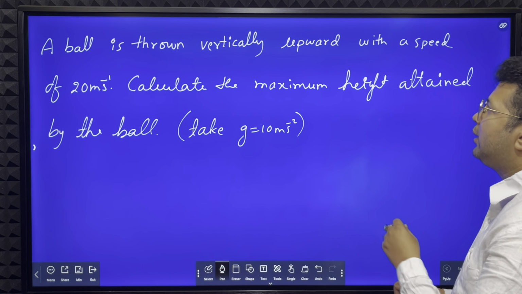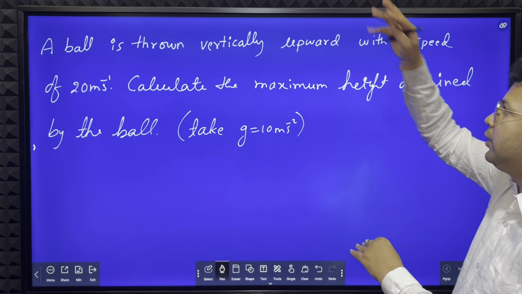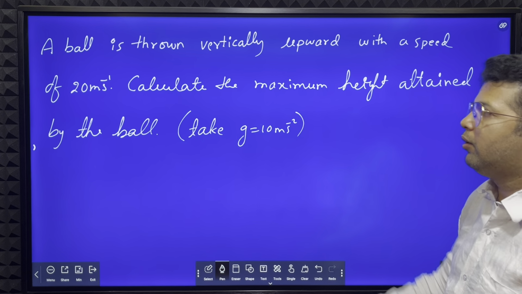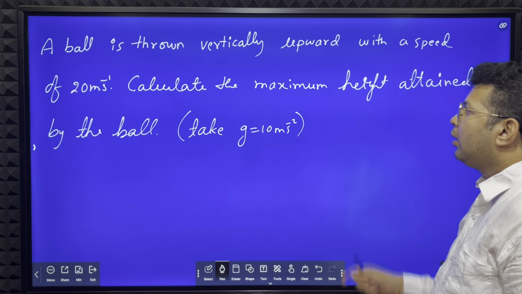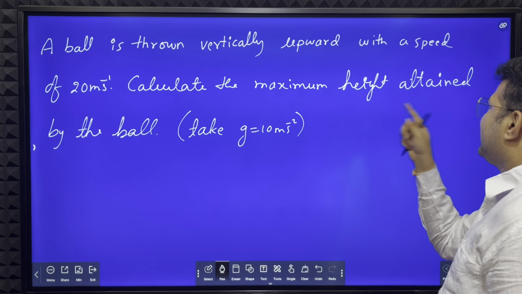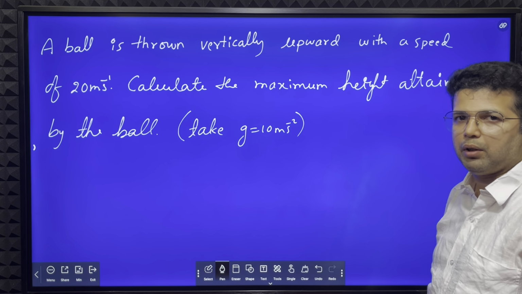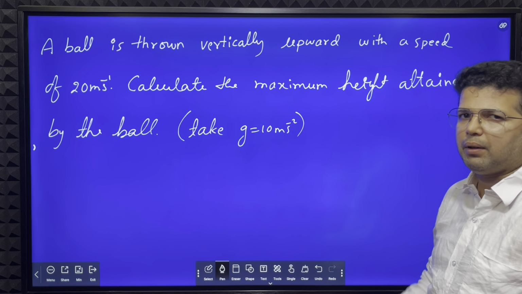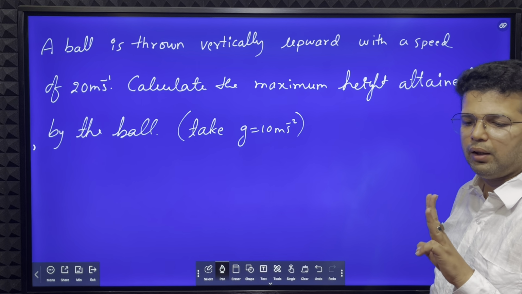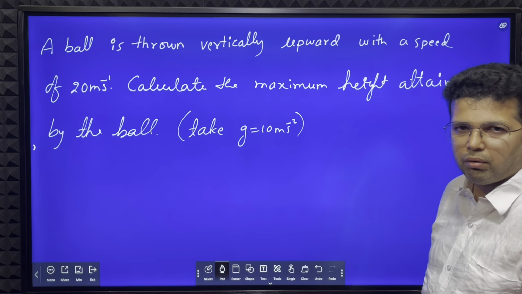A ball is thrown vertically upwards with a speed of 20 meters per second. You have to find out the maximum height attained by the ball. Take g equal to 10 meter per second square. Use the kinematic equations. Three kinematic equations are there. See which is the most suitable equation.